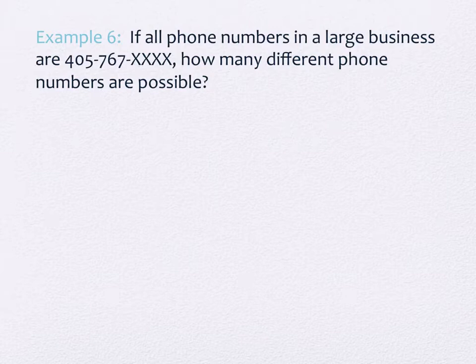All right, so example number 6. We have phone numbers in a large business. The phone numbers all start out 405767, and then there are 4 digits at the end, okay? It says how many different phone numbers are possible.